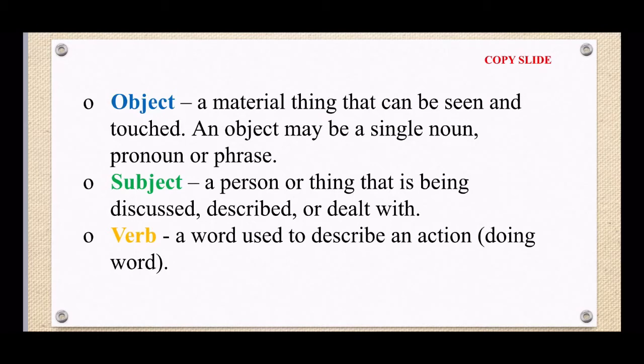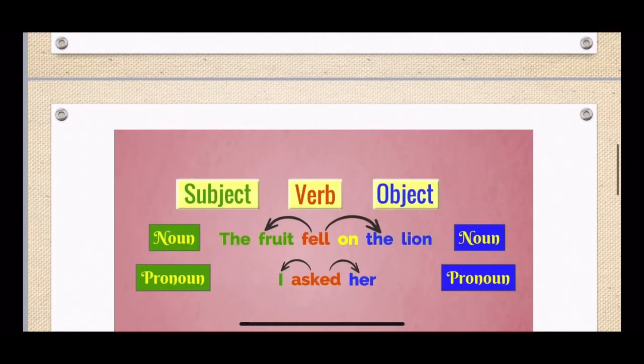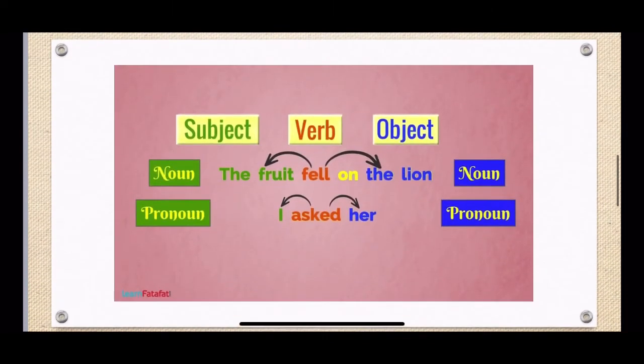And also grade 5, please don't forget to copy the slide. Okay, so going to the next slide. Let's look at some examples, sentences using a subject, a verb, and an object.